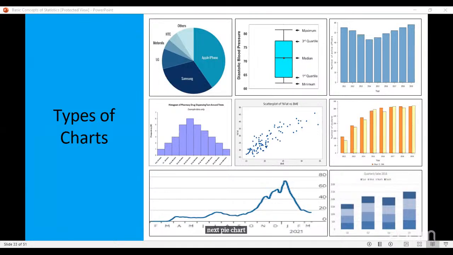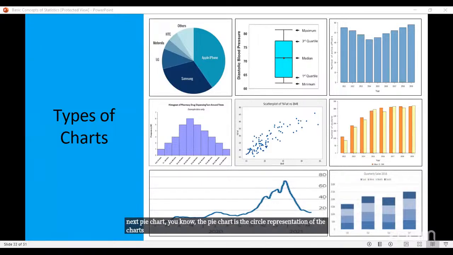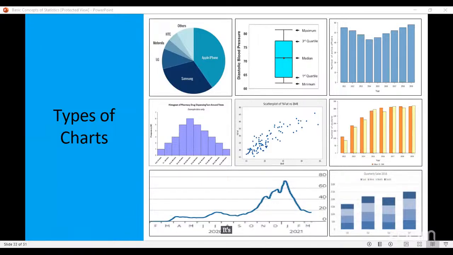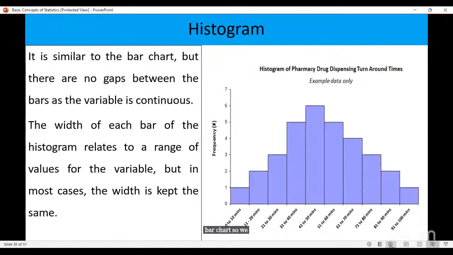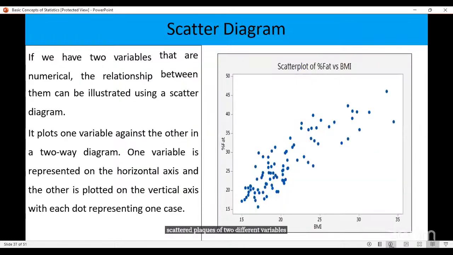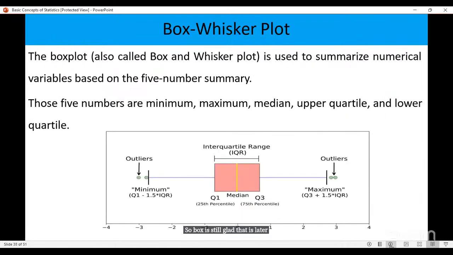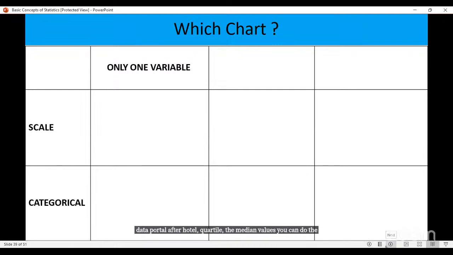We know that the pie chart is the circle representation of the data. Next is the bar chart. We can generate bar charts by giving horizontal and vertical values. Next is the histogram, and scatter plots of two different variables. Then the box whisker plot, that is the interquartile range chart. In it you can show the maximum value, minimum value, upper quartile, lower quartile, and the median values.